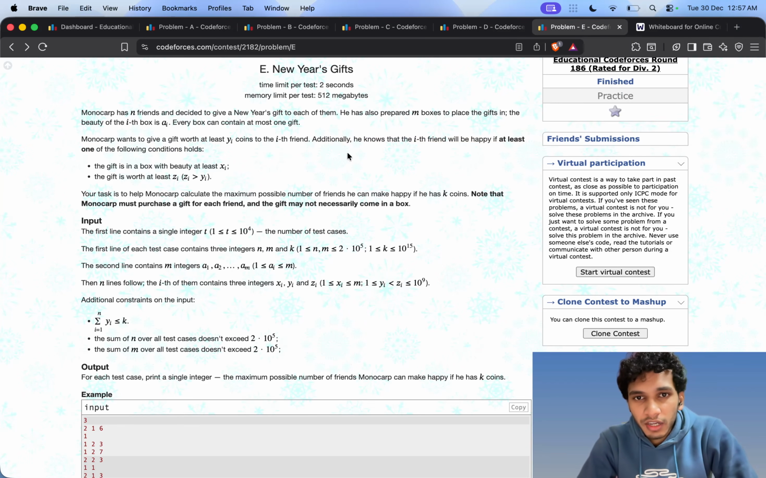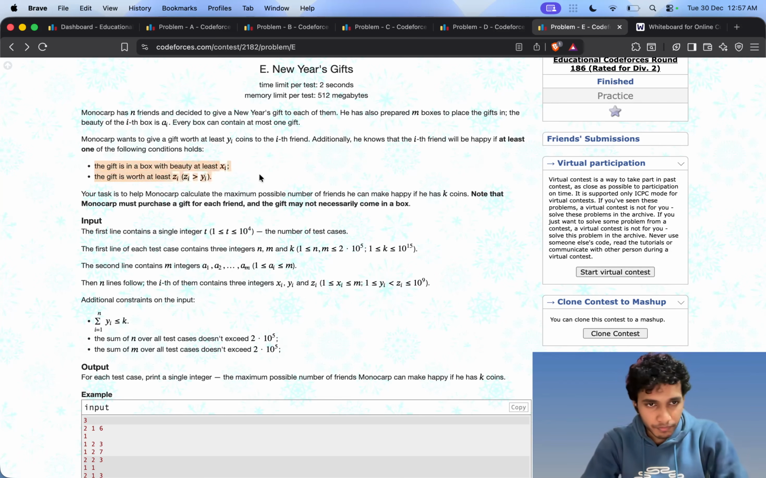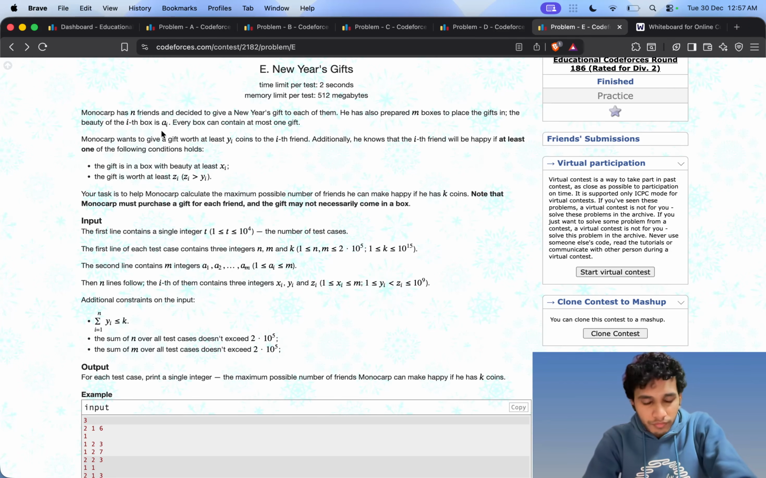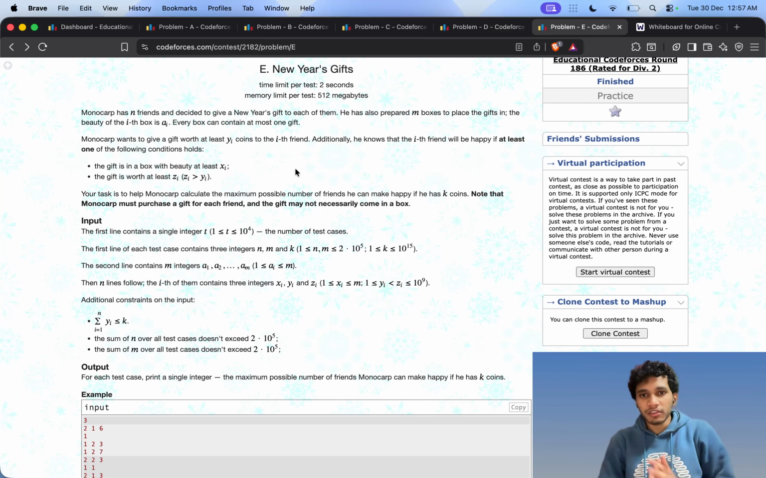Additionally, he knows that the ith friend will be happy if at least one of the following conditions holds. The gift is in a box with beauty at least xi. The gift is worth at least zi. Okay, so there are two conditions for a friend to be happy.